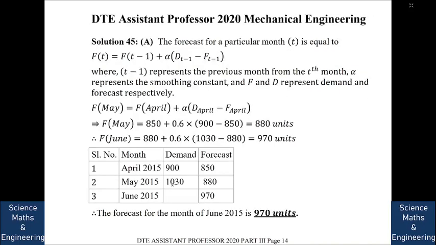So the answer is, see, the forecast for a particular month is equal to the forecast of the previous month plus the smoothing factor into the demand of the previous month minus the forecast of the previous month. So we have forecast of May would be equal to forecast of April plus alpha into demand of April minus forecast of April. So it becomes forecast of May is 880 units, and so forecast of June would be 970 units. So our answer is 970 units, that is option A.